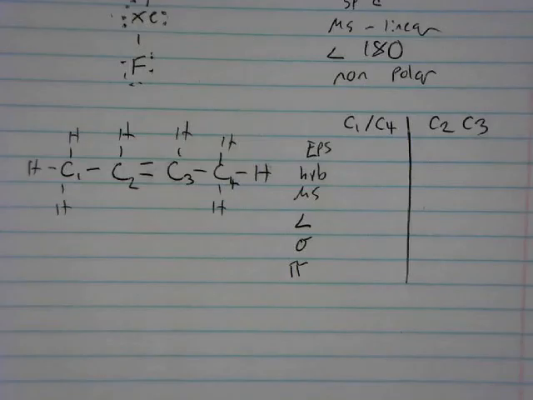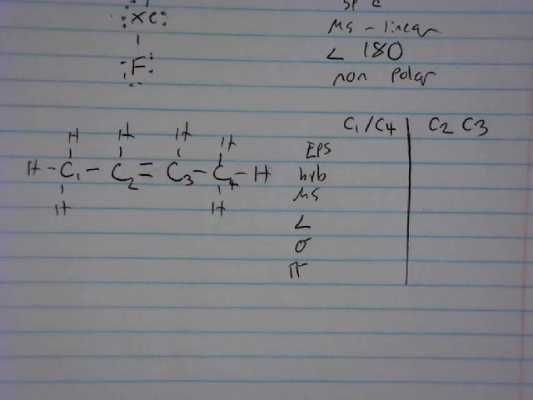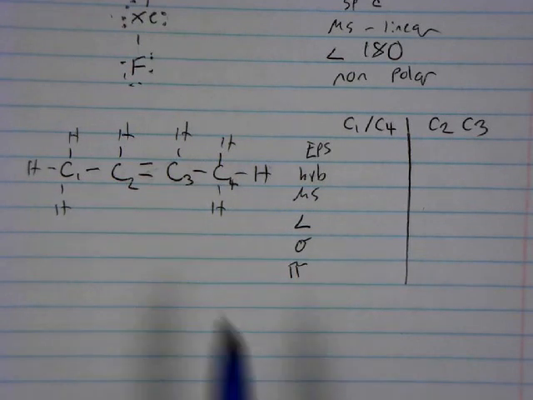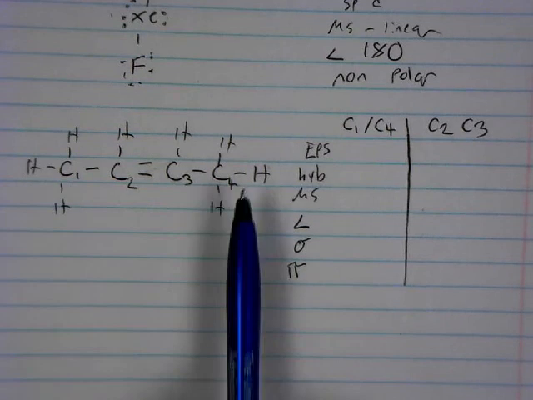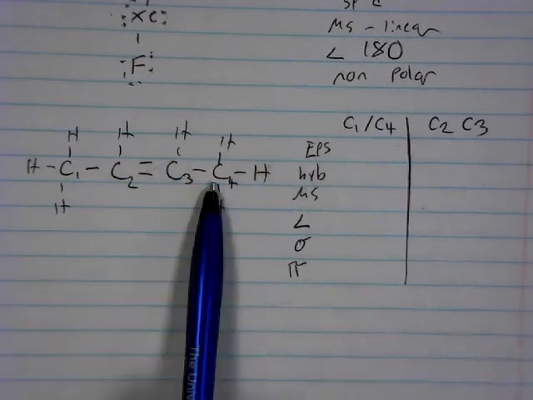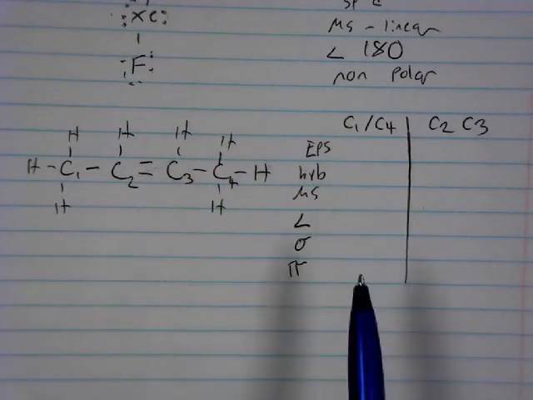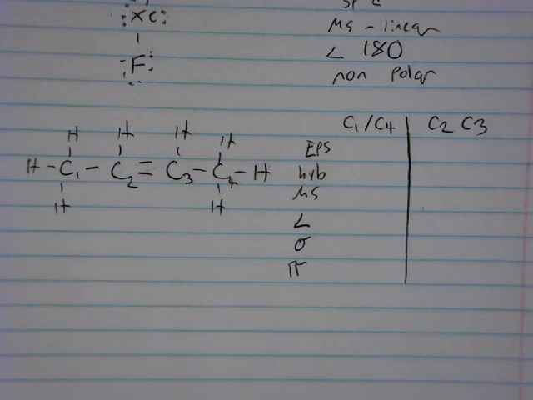We're going to do EPS, hybridization, MS, angle. I want to know my number of sigma bonds and my number of pi bonds. For each one, I want to know what the EPS is for C1. But isn't it just C1 and C4 are the same, so just pick one. So give me the EPS, hybridization, MS, angle, how many sigma, how many pi, and then do the same thing for C2 and C3.